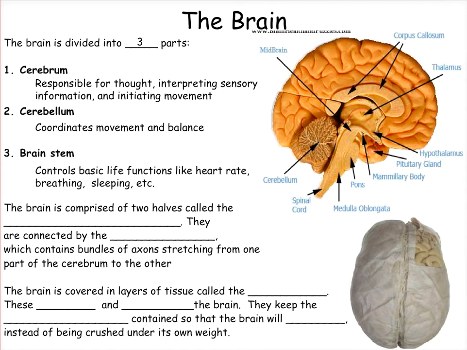First, it's important to note that the brain is actually comprised of two halves, which we call the right and left hemispheres. That word hemisphere should be familiar to you from geography, where you've learned that the Earth can be divided into halves, called the northern and southern hemispheres. You can also see this on our picture here. The picture is the bottom picture. You can see a division right down the middle of the brain, right there.